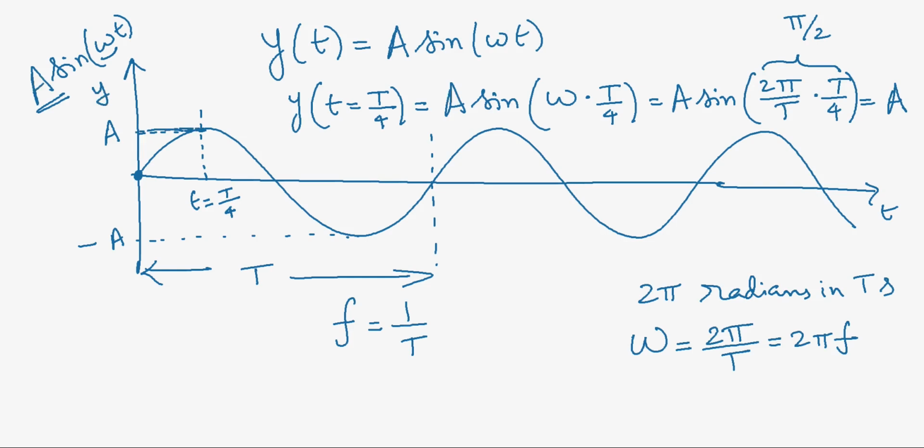And if you substitute t equal to capital T, then it will be sine pi. Sine pi will be 0, so the amplitude becomes 0. Then when you substitute 3 pi by 2, it will go to the negative, so sine 3 pi by 2 will be minus 1.